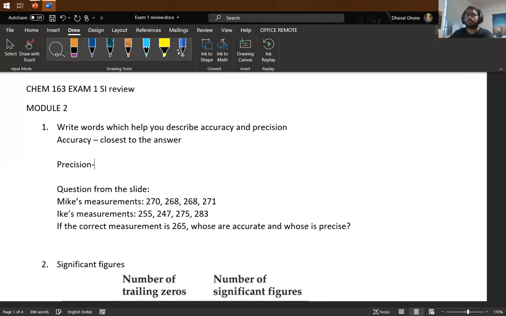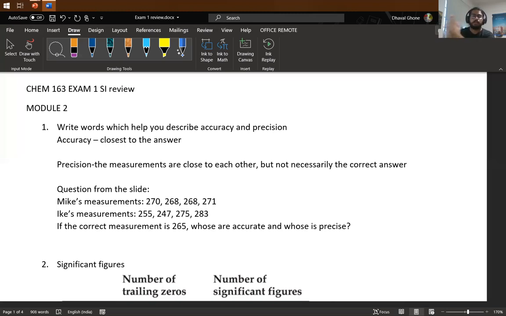On the other hand, people said that precision is something like the measurements are close to each other, but not necessarily the correct answer. So you can take 10 measurements and they can all be really far from the answer, but all of them are clumped up together near the same number. So that means your answer is precise, but not accurate.